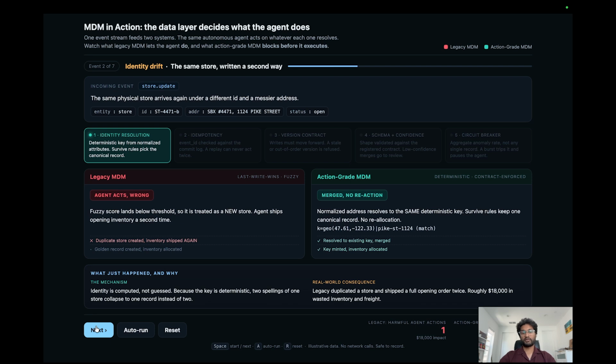Now the same physical store comes back, but under a different ID, messier address. Watch the left lane. Legacy's fuzzy matcher scores it just under the line, decides this is a brand new store, and ships a full opening inventory order a second time. That is $18,000 of inventory and freight gone, and nobody flagged it. Now on the right, the same messy record resolves to the same deterministic key we minted a moment ago. So it merges into one record, no duplicate, no second shipment.